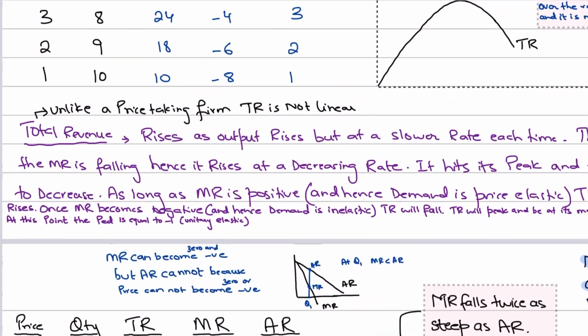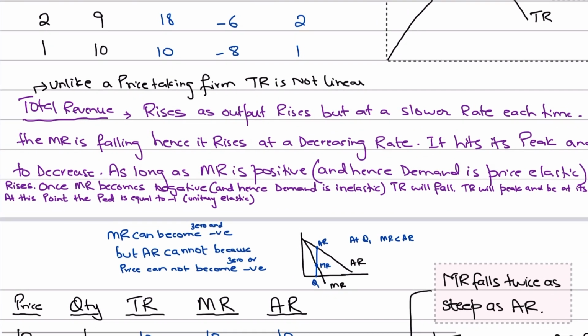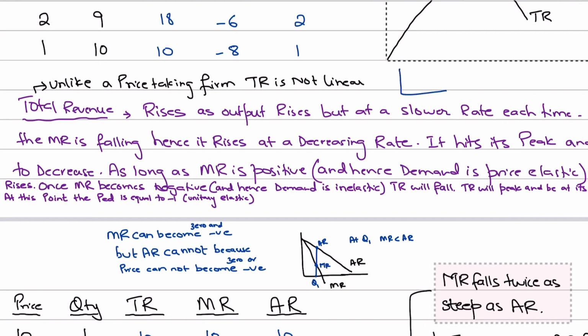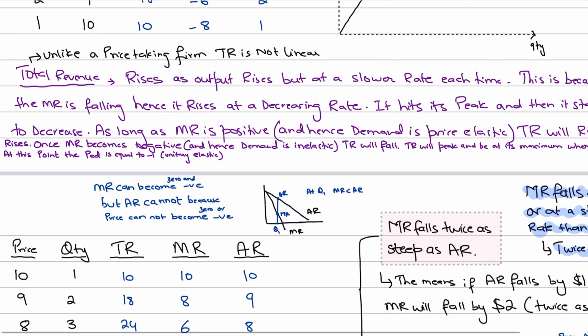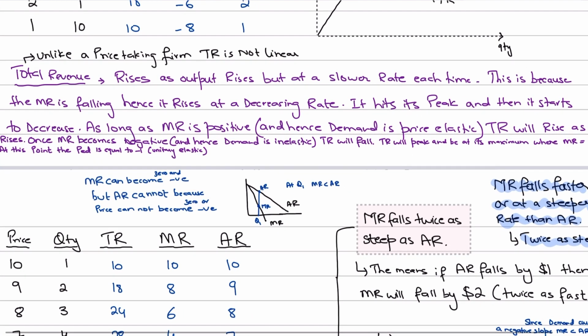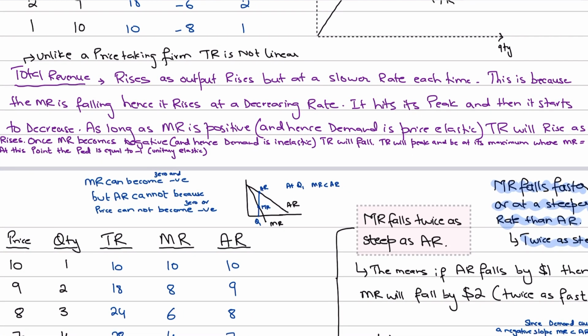And remember that for a price taking firm in perfect competition, we knew that the total revenue curve was a linear upward sloping straight line, but that's not the case for a firm in imperfect markets. And that is why, remember, I told you that the reason we distinguish perfect and imperfect markets while studying revenue is because revenue behaves differently in perfect and imperfect markets, right?